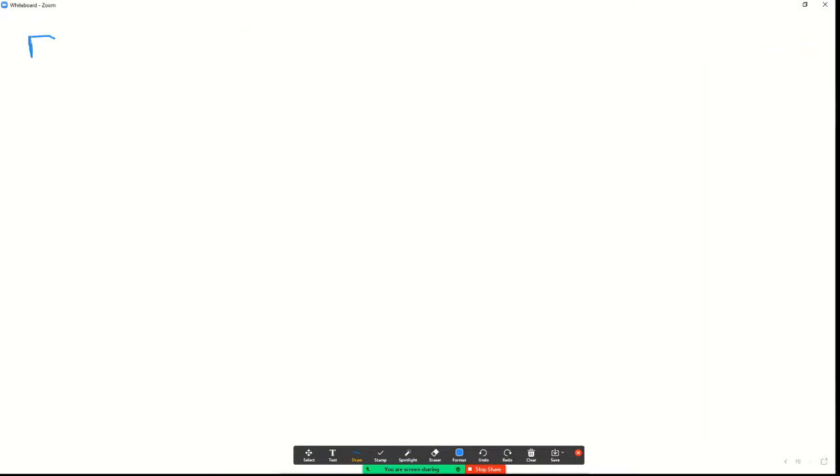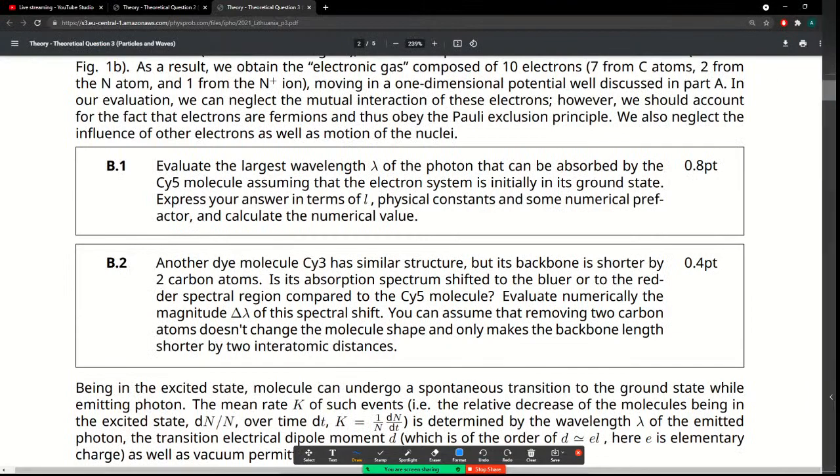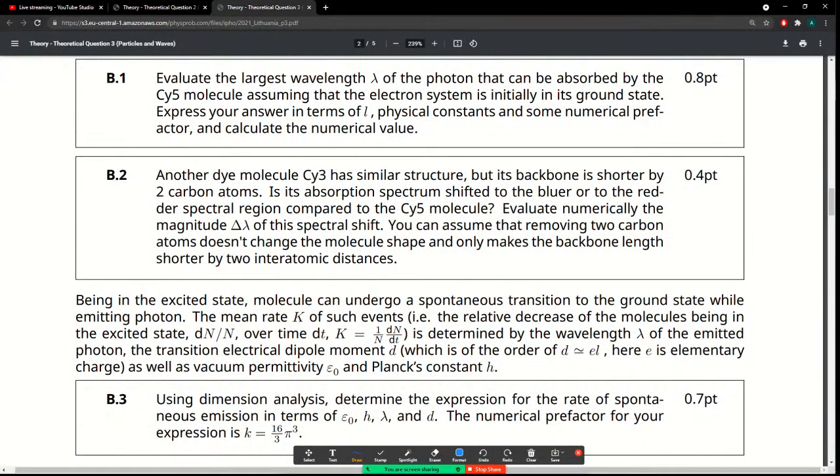And B2. Another diatom, CY3, has a similar structure, while its backbone is shorter by 2 carbon atoms. Is its absorption spectrum shifted to the bluer or to the redder spectral region compared to the CY5 molecule? Evaluate numerically the magnitude delta lambda of this spectral shift. You can assume that removing 2 carbon atoms doesn't change the molecule shape and only makes the backbone length shorter by 2 interatomic distances.